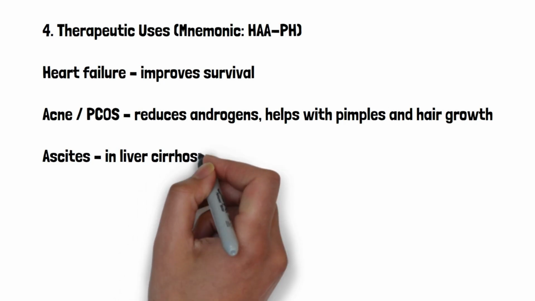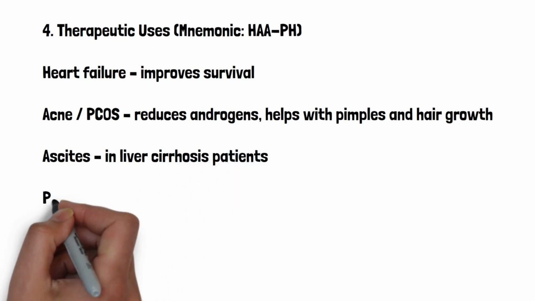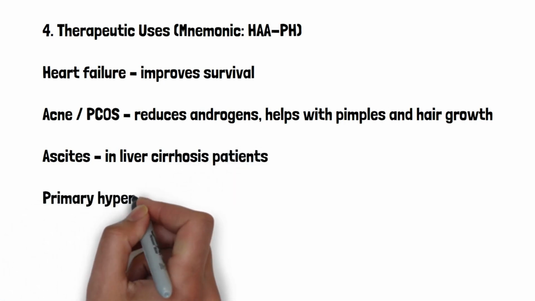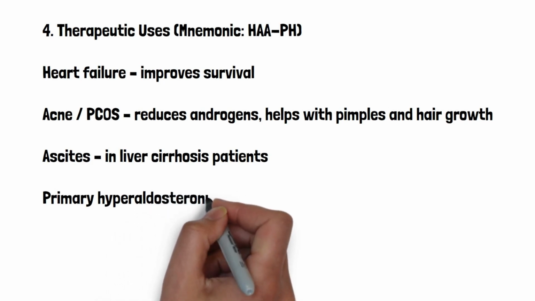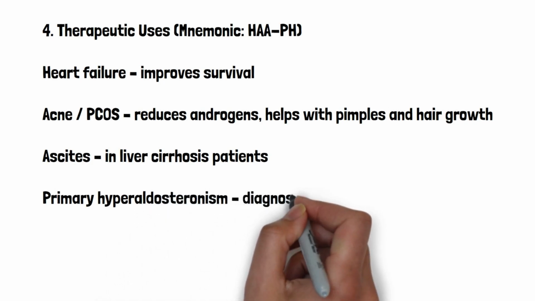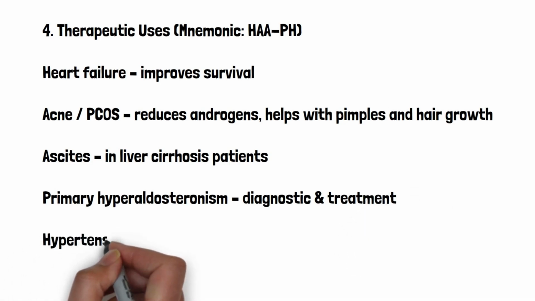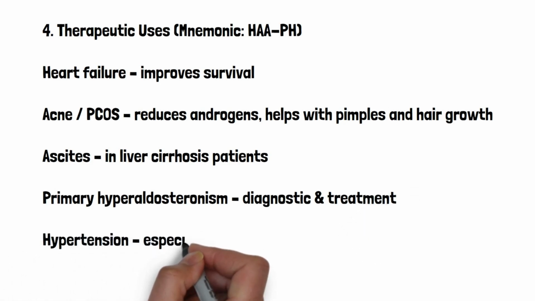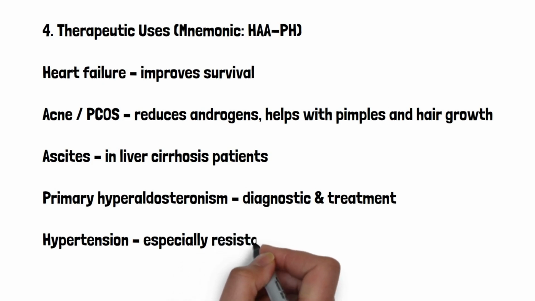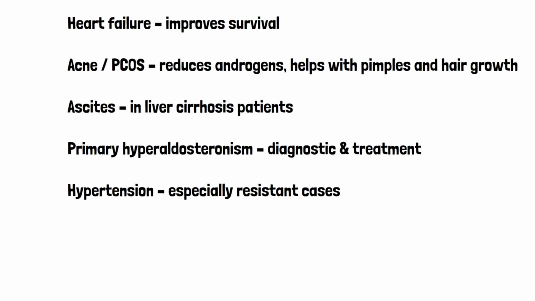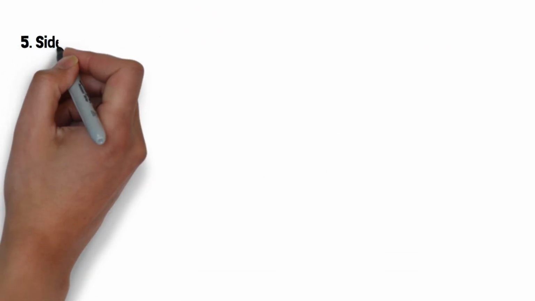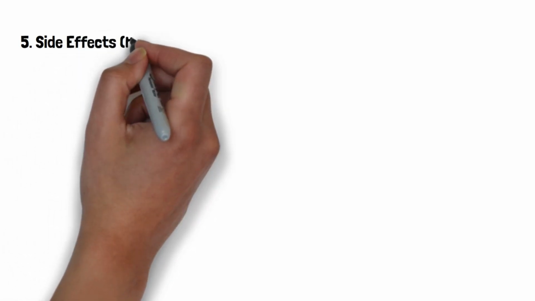A is ascites. In patients with liver cirrhosis, it is the drug of choice. P is primary aldosteronism. It is used for diagnosis and treatment. H is hypertension, especially in resistant hypertension. So that's HAA-PH. Now, very important, side effects.